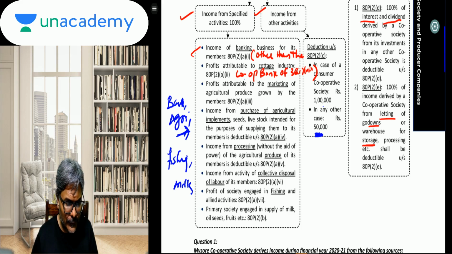So here in this context, this 80P(2) primarily, just write it down: other than the cooperative bank of section 36(1)(viia). Please have a note of this. Through this, students.